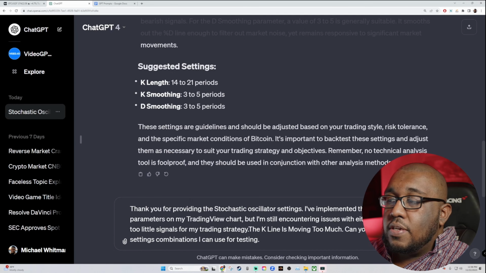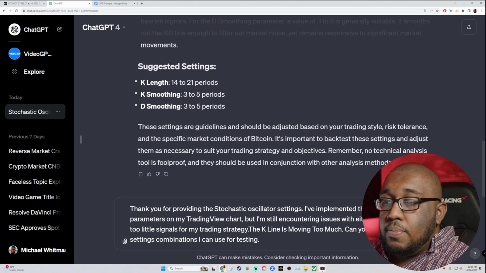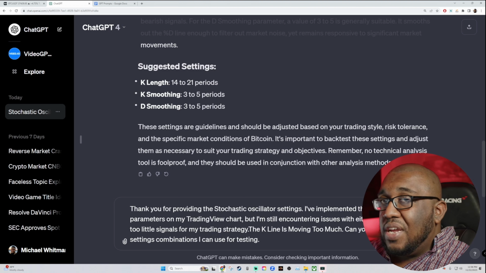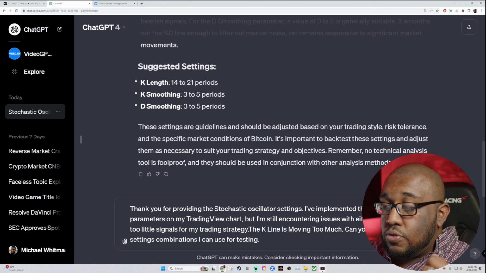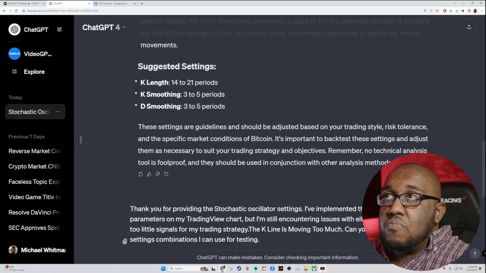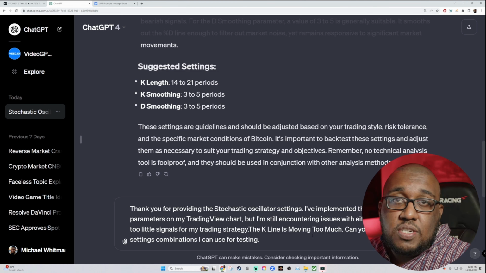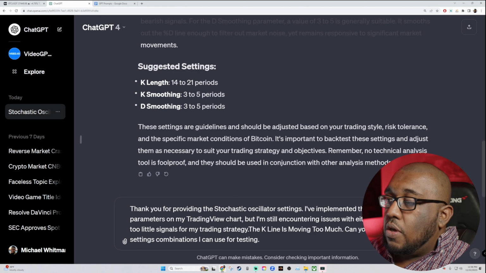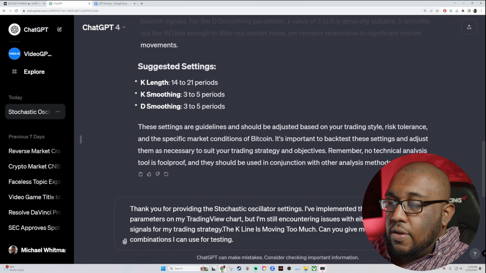Thank you for providing the stochastic oscillator settings. I've implemented the suggested parameters on my TradingView chart, but I'm still encountering issues with too much or too little signals. You guys have to decide if it's too little or too much. For now, let's just say I'm actually having too much luck. Maybe I want to have a few more signals, so I'll say too little signals. Let me go right here on my trading strategy.